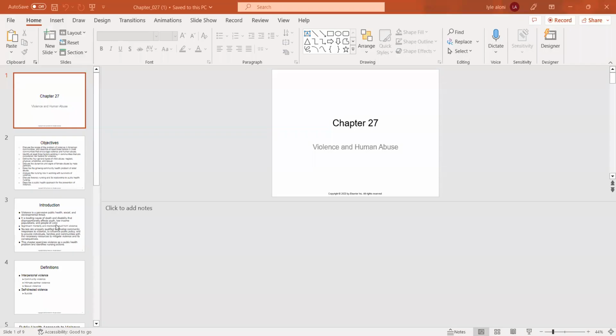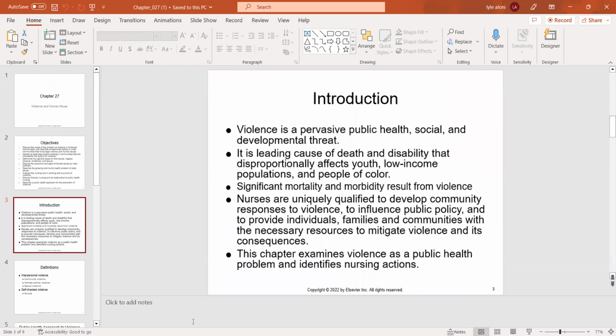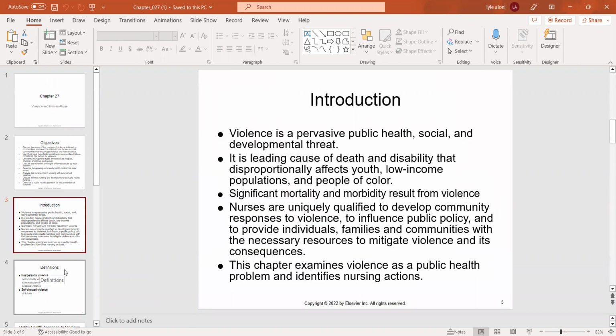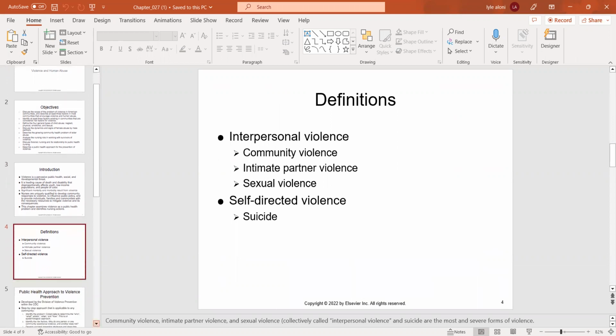All right, we're going to take a look here at our introduction, and we know that violence is a public health and social developmental threat, a leading cause of death and disability that affects our youth, low-income populations, and those of color. Know that we're more qualified sometimes to respond to violence, so we have to be very sensitive when we are doing that with our patients so that we can help them feel comfortable telling us about this. We have interpersonal violence and community violence, which include intimate partner violence, sexual violence, and self-directed violence like our suicides.